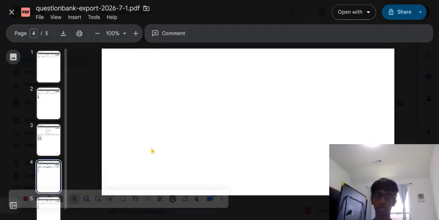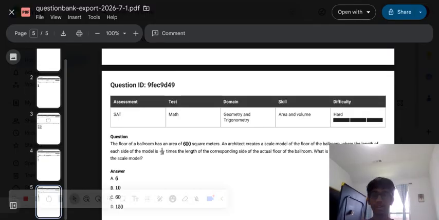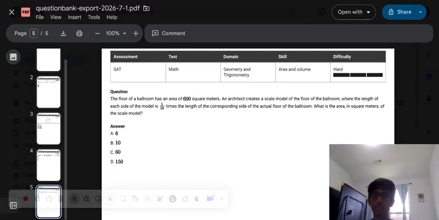Okay, moving on to the last question. If I haven't jumbled up your guys' minds already, it says the floor of a ballroom has an area of 600 square meters. An architect creates a scale model of the floor of the ballroom, where the length of each side of the model is 1/10 of the length of the corresponding side of the actual floor of the ballroom. What is the area in square meters of the scale model?